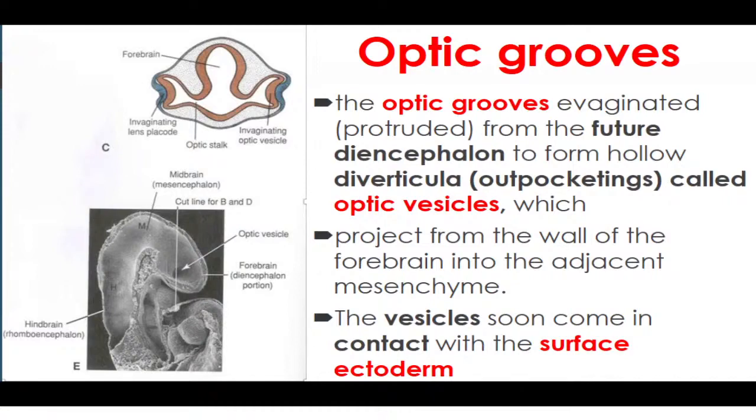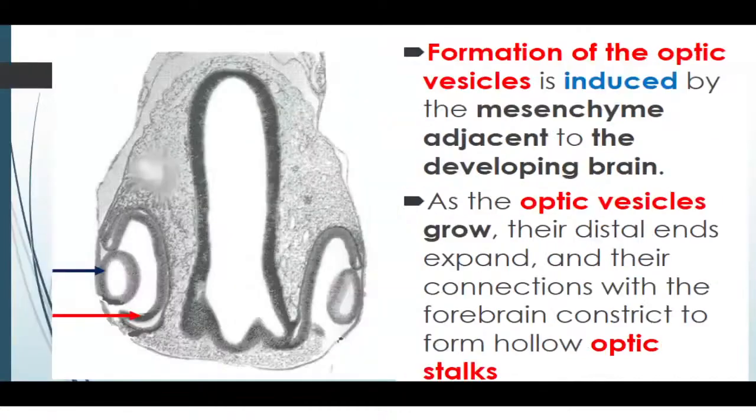Let's continue. Next, the formation of optic vesicles is induced by mesenchyme adjacent to the developing brain. It's very important for us. Look at this one. We have seen the forebrain. This is the forebrain, and we have seen that this part of the diencephalon is where the formation of the optic cup starts. This is a type of optic cup now, and the lens placode, which differentiates into the future lens.